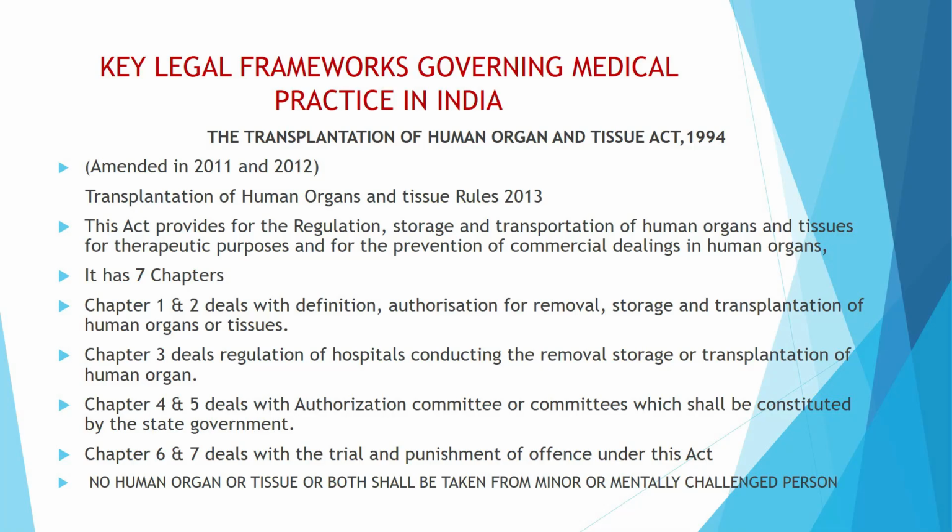It has 7 chapters. Chapter 1 and 2 deal with definition, authorization for removal, storage and transplantation of human organs or tissues. Chapter 3 deals with regulation of hospitals conducting the removal, storage or transplantation of human organs. Chapter 4 and 5 deal with authorization of the committee or committees which shall be constituted by the state government, and 6 and 7 deal with the trial and punishment of offences under this Act. No human organ or tissue or both shall be taken from a minor or mentally challenged person.